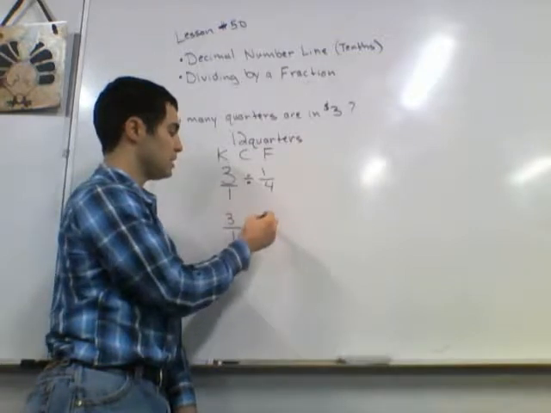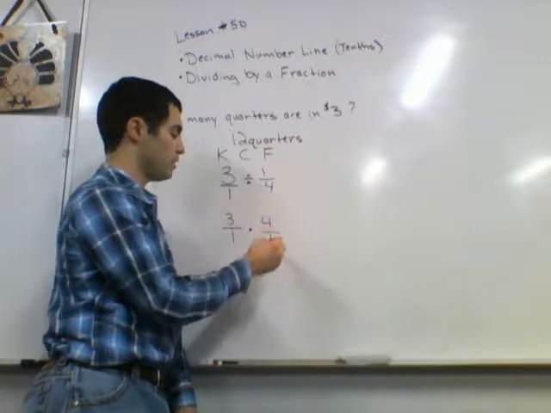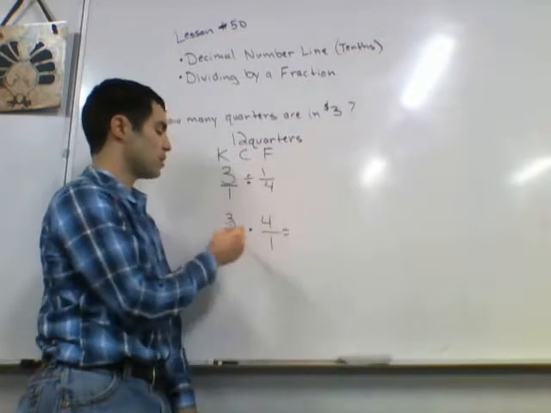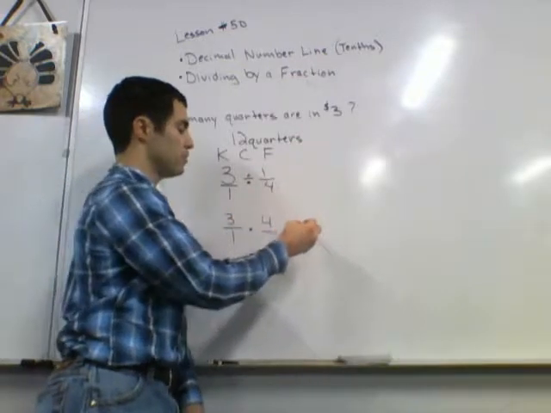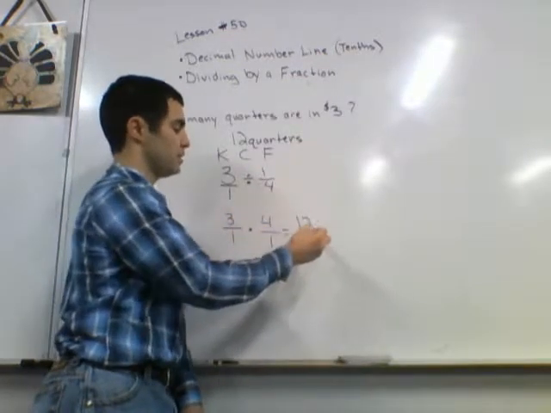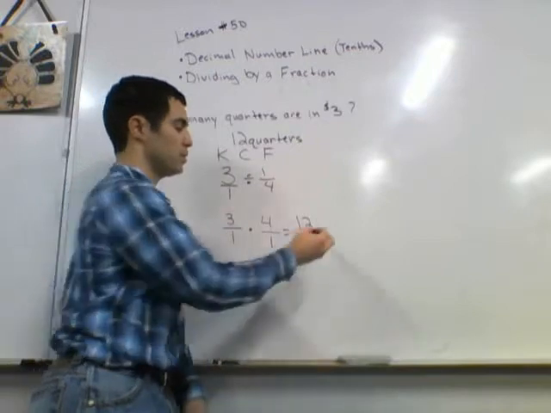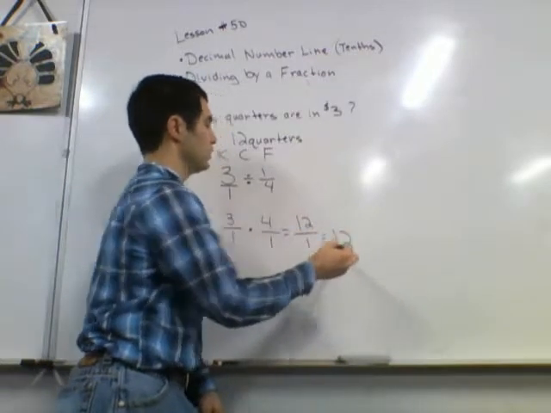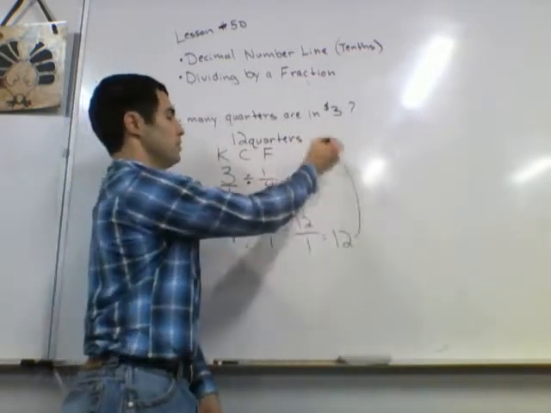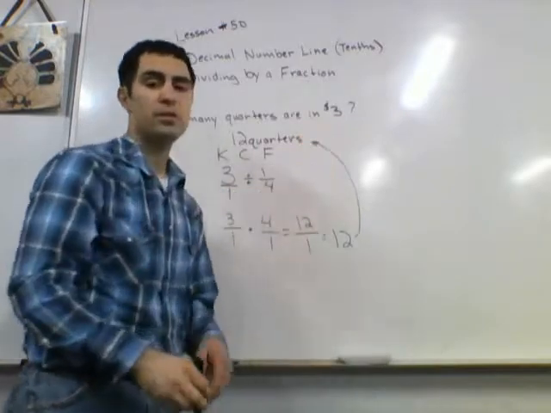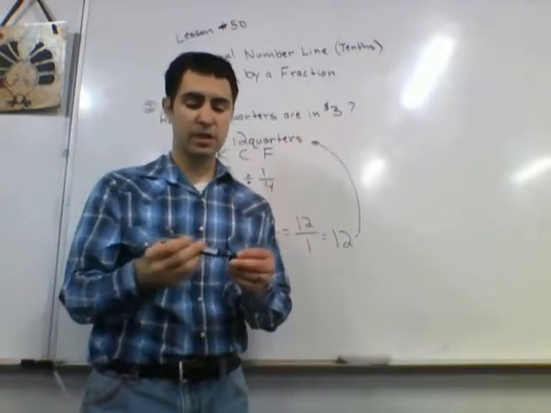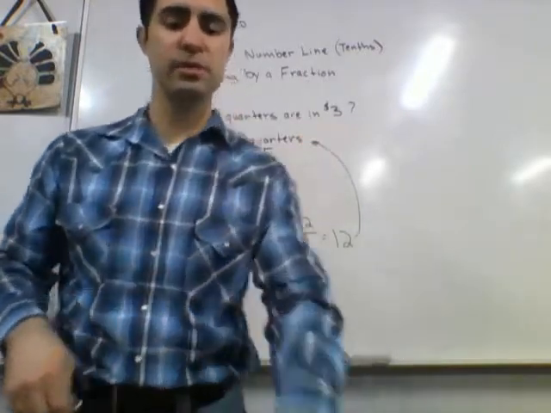So this is going to be 4 over 1. Then you multiply straight across. 3 times 4 is 12. 1 times 1 is 1. So you know that 12 over 1 is 12, which was our original answer. So this method works. Let's do a couple more practice problems.